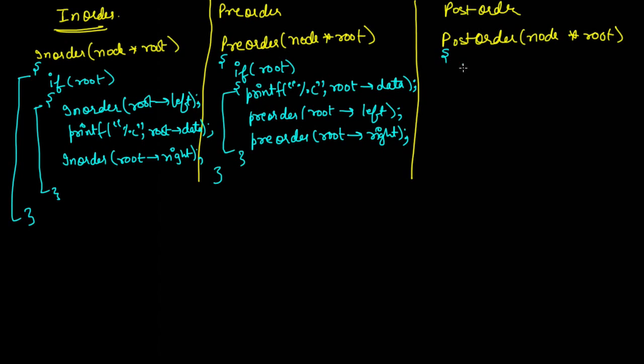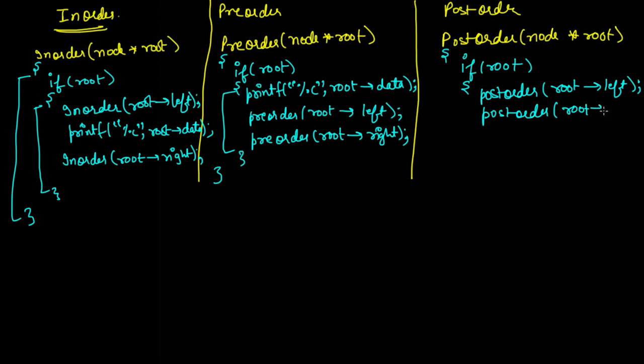And in the post-order we'll be having if root, then we are going to do postorder(root->left), which is a recursive call, then postorder(root->right), and then printf("%c", root->data). So this is the program for post-order.